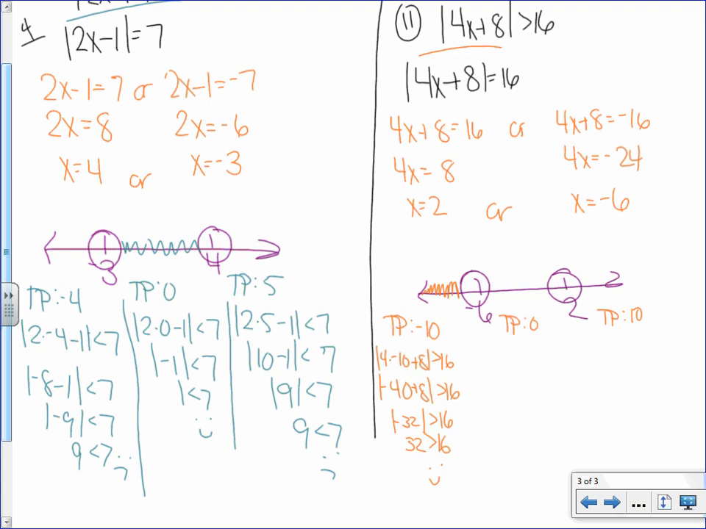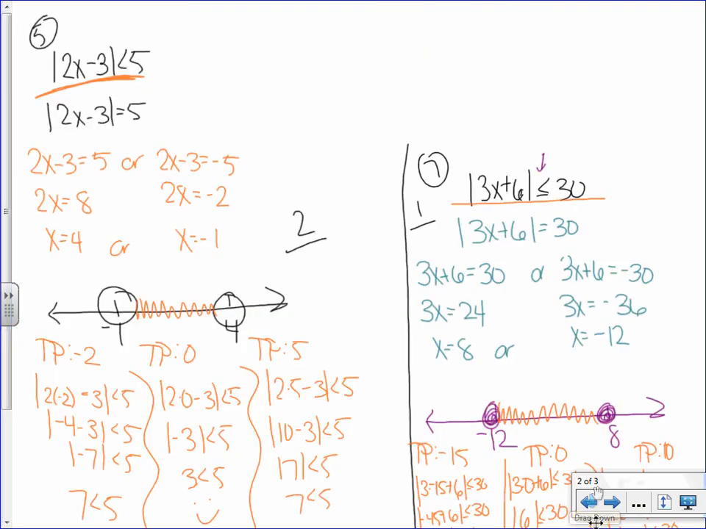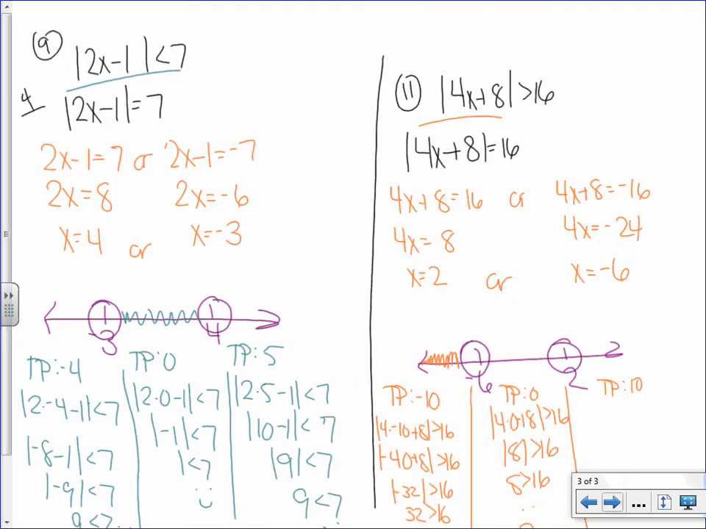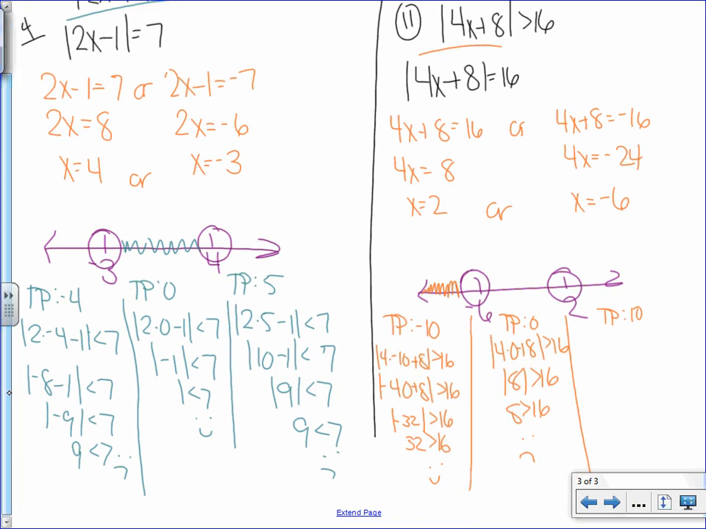Now let's test 0. I'll draw a line. So it's going to be 4 times 0 plus 8. 4 times 0, that's just 0. Plus 8 is 8. And 8 is not bigger than 16, so we do not shade there. Whoop! What just happened? There we go. And now let's test 10.